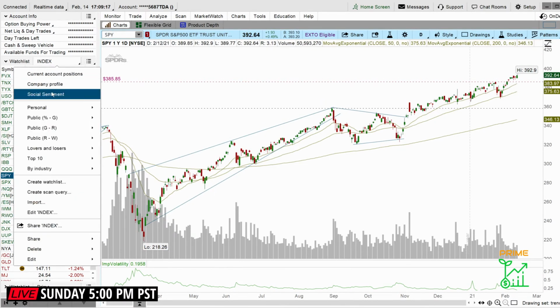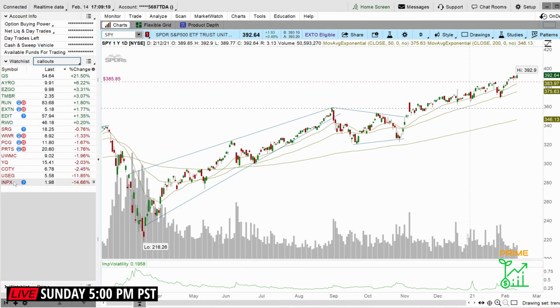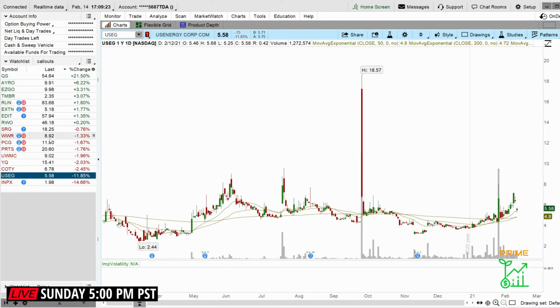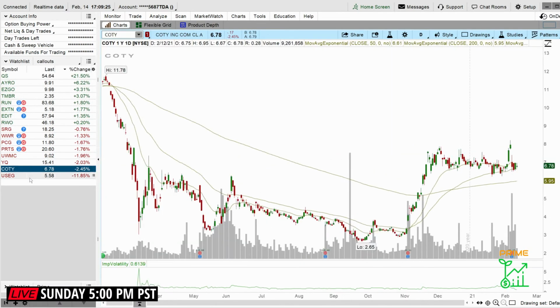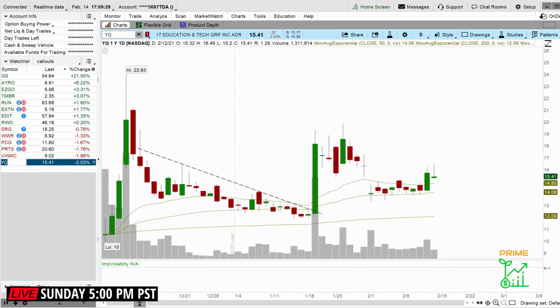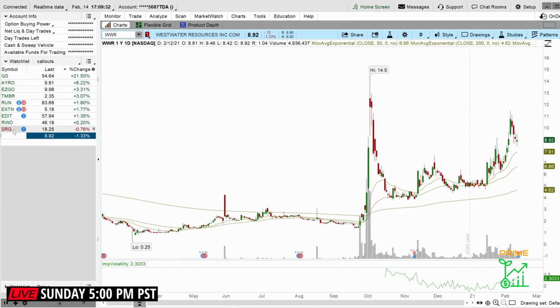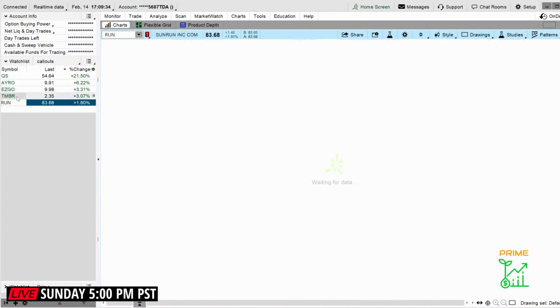Let's go over to the watch list, and I think we're on callouts, right? So I'm going to go through here and delete these off the list. If you guys want these back on the list, just let me know and I'll put them back up. Some of these trades we are currently in, but that's okay. I want to get rid of these and start over.